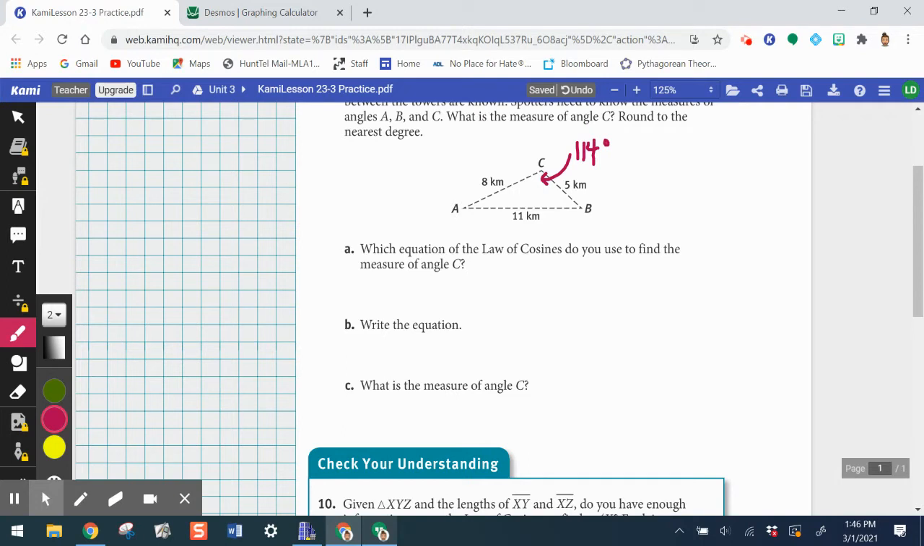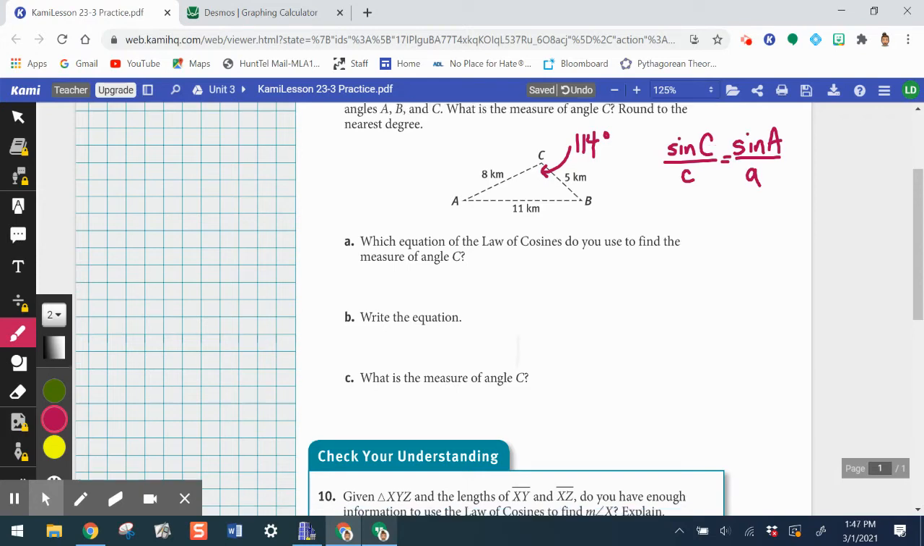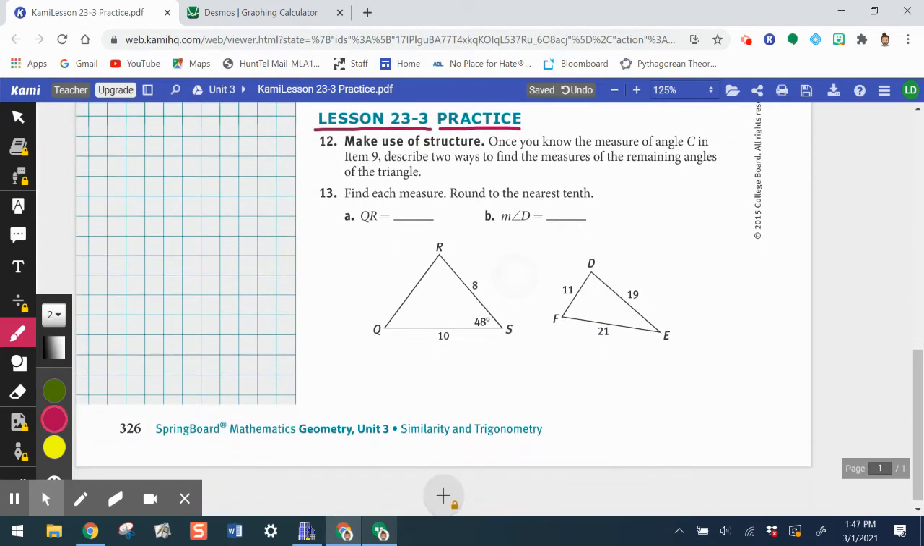Or, in fact, we could also use the law of sines that we learned in lesson 23-1, because now we have an angle and its opposite side, such that we could do sine of C over C. We could therefore find, let's say, the measure of angle A, setting that equal to the sine of A over its opposite side, which we actually do know is 5 kilometers. So what we're getting at here is now that we've learned law of cosines, we can actually use that in connection with the law of sines to solve triangles. So some interesting key components there.